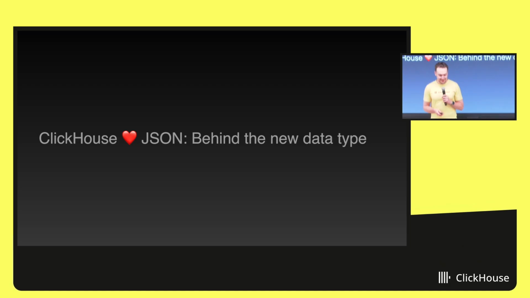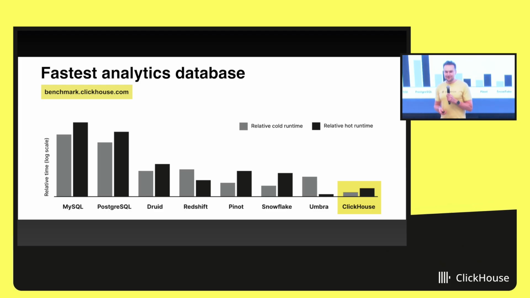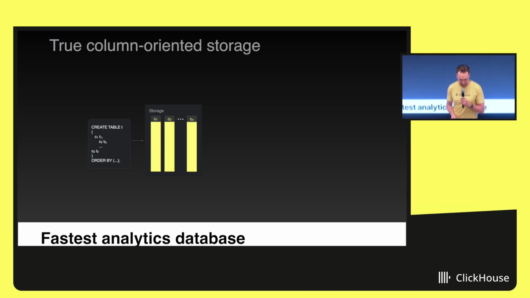Let's talk about the new JSON data type in ClickHouse. But first, let's start with the facts. ClickHouse is the fastest analytics database. According to open benchmarks like ClickBench, which contains about 50 different database systems with the results contributed by their creators or community, ClickHouse is the fastest among production-grade analytics databases. Let's talk a little bit about what makes ClickHouse the fastest analytics database.